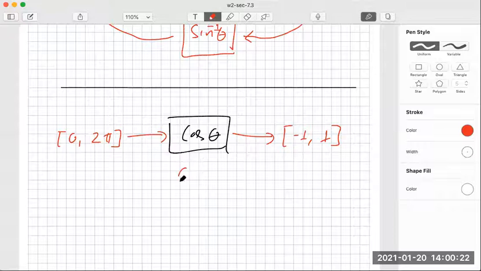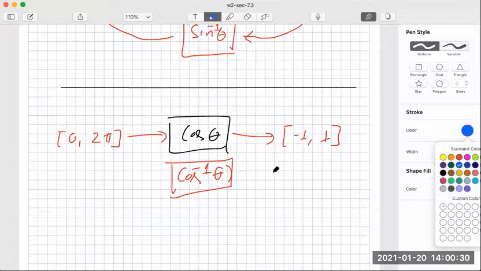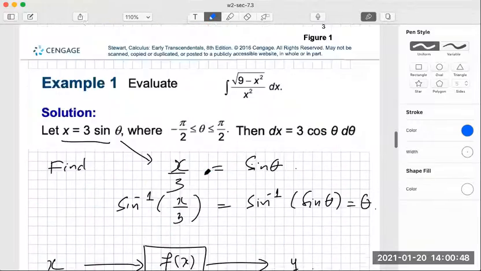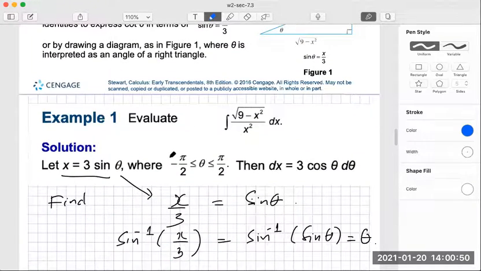Therefore, the inverse function of cosine is cosine inverse. It will take the range of the cosine function to be the domain, and the domain of the cosine function would be the range of the cosine inverse. Okay. Quick review about this inverse function. That's it.